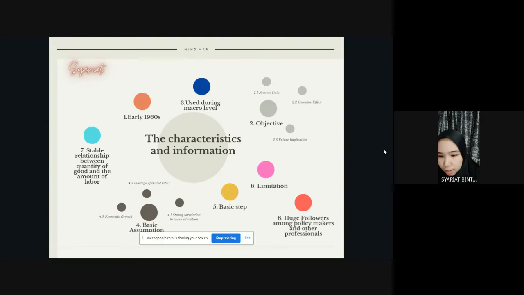Next, this approach assists in the macro level forecasting of labor demand. The basic assumption of the approach is that there is a strong correlation between education, economic growth, and a shortage of skilled labor. For the basic steps and limitations, my friend already explained just now. So I move to the next point, which is that the approach has been heavily criticized for assuming a stable relationship between the quantity of goods and the amount of labor. Last but not least, despite the limitations and critique, the approach still has a huge number of followers among policymakers and other professionals. Next presenter.